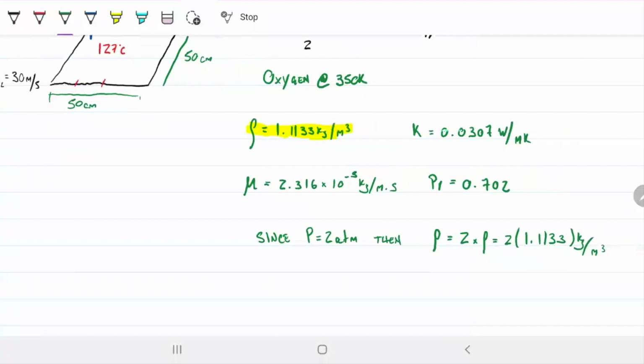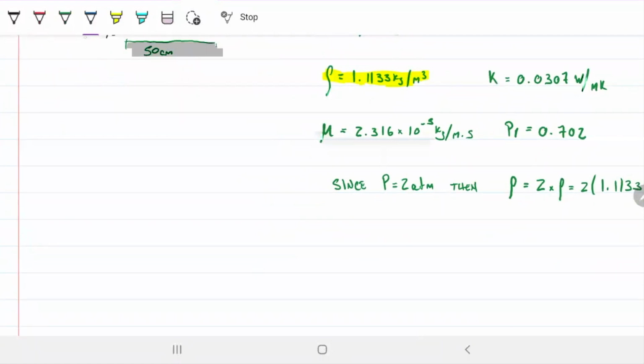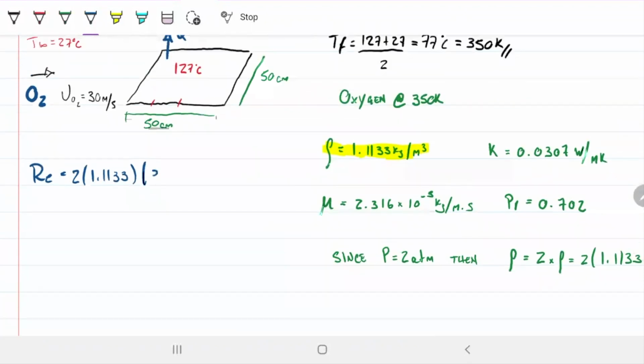Okay, so now we have the properties. We can jump into the next part of the analysis, which is let's find what's Reynolds, right? Because if we know Reynolds, then we know if this is a laminar or turbulent flow, and that's going to help us figure out what is the equation we should use. So Reynolds is 2 times 1.1133, which is density, times my velocity, which is 30 meters per second, times L, the length of the plate, which is 0.5 meters, divided by the viscosity, 2.16 times 10 to the minus 5. So Reynolds is 1.44 times 10 to the 6th.